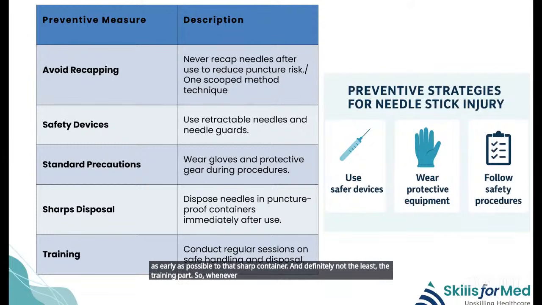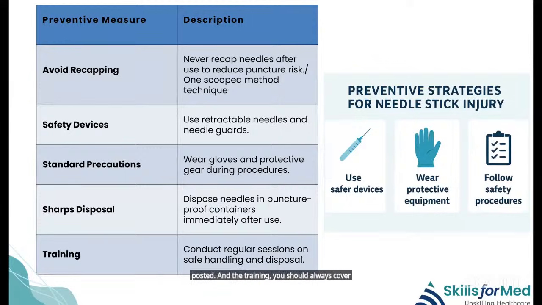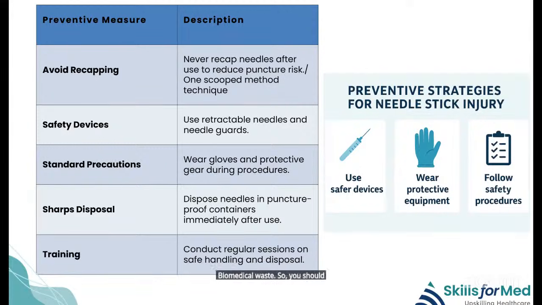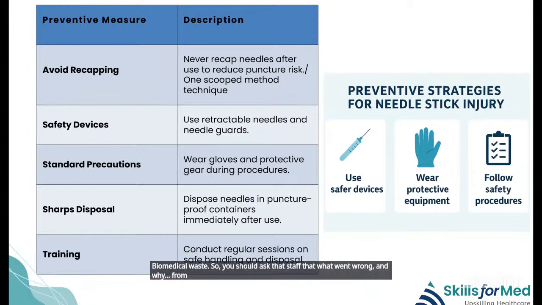So whenever there is an incident, you should always conduct a training, with pre and post assessment. The training should always cover the staff who has been exposed to that injury, so that you can give an example of what went wrong and the effectiveness of the training becomes clear. For example, the needle stick injury happened because of improper segregation of the biomedical waste. You should ask that staff what went wrong and why, from where, and how we can correct it, so that other staff also get trained by them and do not commit the same mistake.